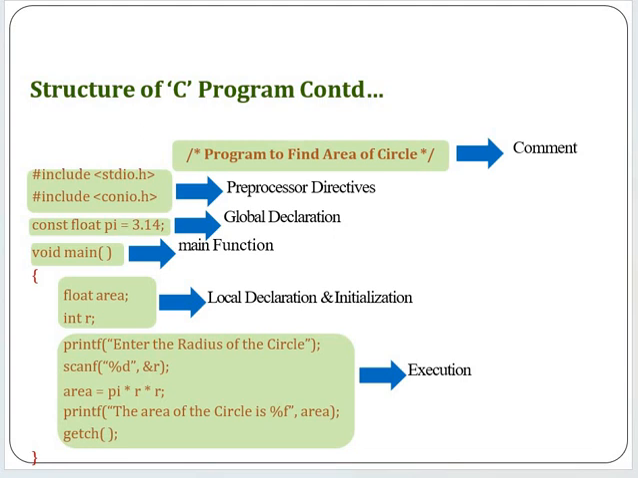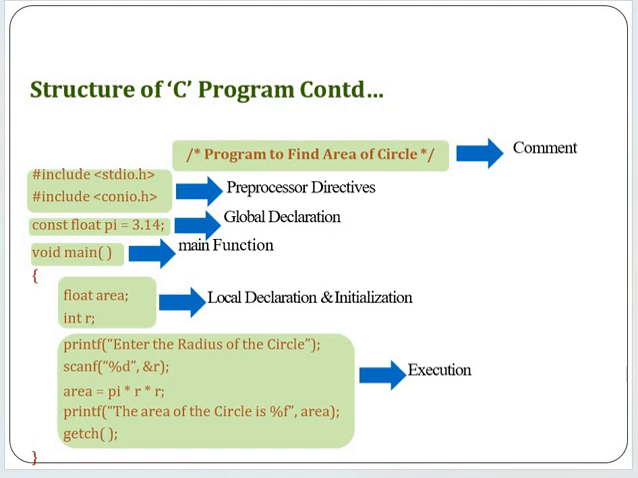Okay, and then finally execution. So printf prompts the user to enter the radius of the circle. Then scanf reads the integer value from the user and stores it in the variable r. For that we will be using %d, that is for reading the integer value. Okay, and then formula, this calculates the area of the circle using the formula area = pi * r * r. And then finally printf prints the calculated area to the console. Okay, getch pauses the program until a key is pressed, preventing the console window from closing immediately.